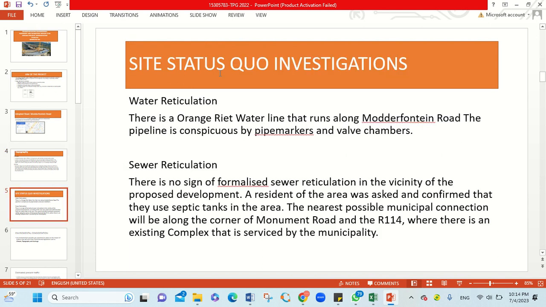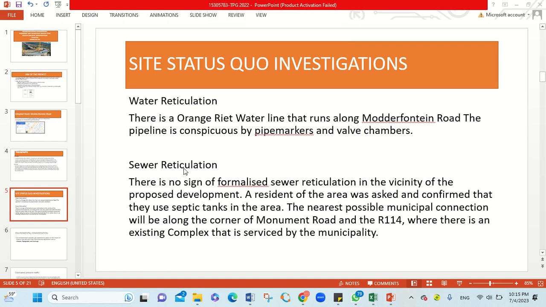Now we'll look at the site status quo investigation. We'll look at the water reticulation. There's an orange water line that runs along Modderfontein Road. The pipeline is shown by pipe markers and also valve chambers.